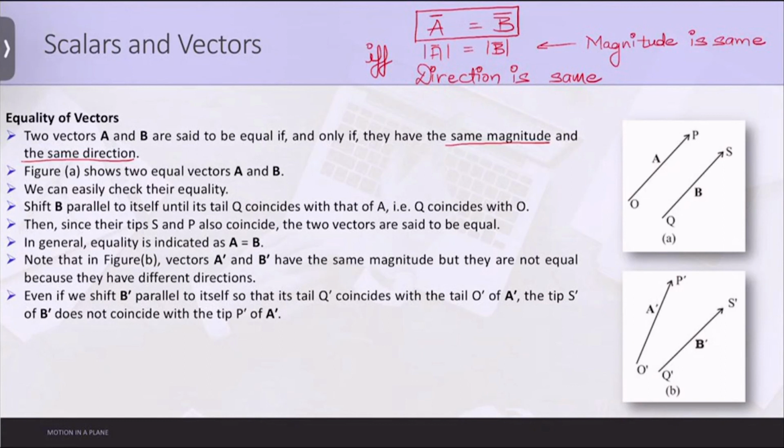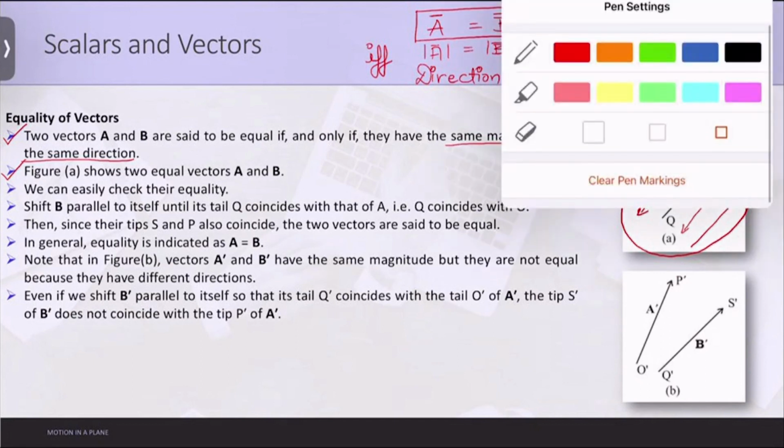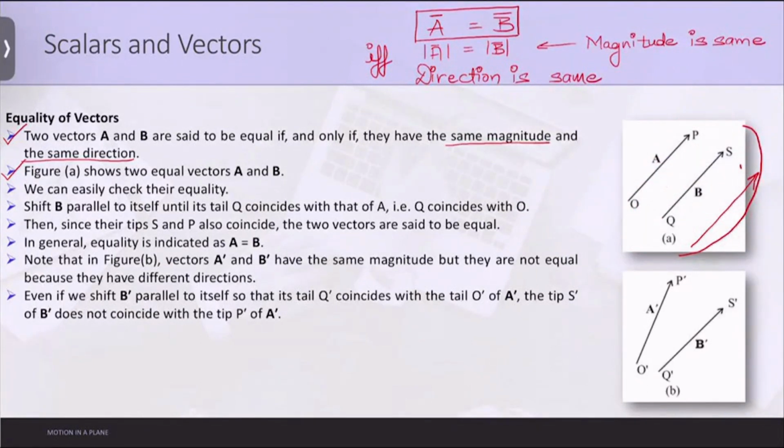Two vectors A and B are said to be equal if and only if they have the same magnitude and the same direction. Figure A shows two vectors which are equal. How can they be equal? As you can see, the length of vector A is equal to the length of vector B, and similarly, the direction of vector A is the same as the direction of vector B. Hence, it can be said that both vectors are equal.